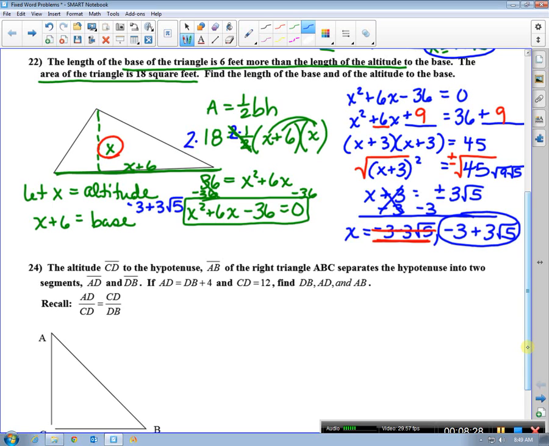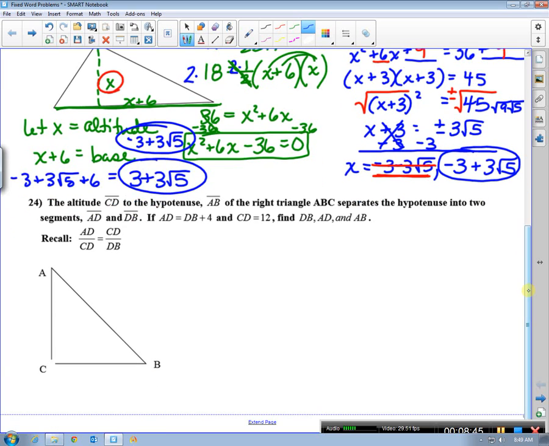And the base is 6 more than that. So negative 3 plus 3 radical 5 plus 6 gives me 3 plus 3 radical 5. There's my altitude, there's my base. Next question.